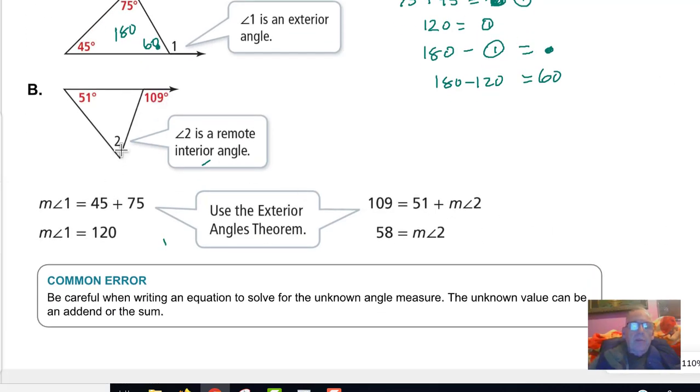This is 109. So let's call angle 2 x. So this 109-degree angle is equal to the sum of the remote interior angles, which are 51 plus x. So we can write 51 plus x equals 109. Take 51 away from both sides. X is going to be 58.